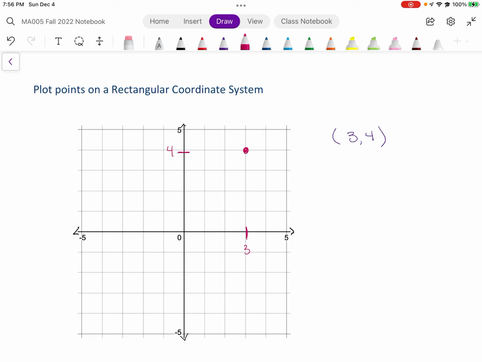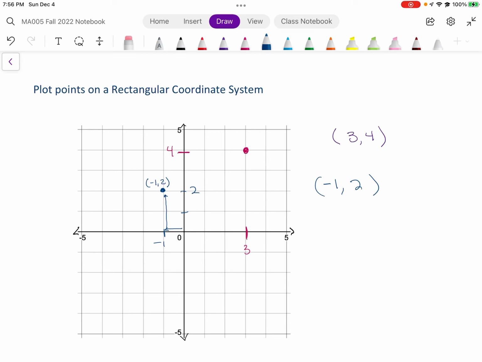All right, so let's try a couple more. What if we had -1, 2? Try that. -1, 2. All right, so you would go -1 to there and up to 2, right there. So this is my -1, and there's my 2. So we would label it as -1, 2 if we were going to label.